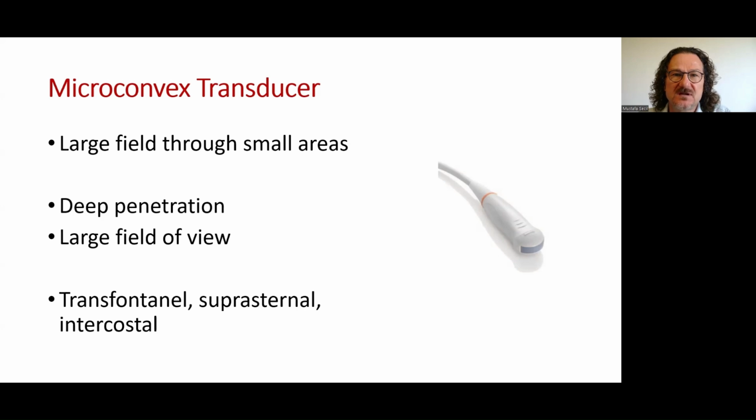Microconvex transducers have small footprints and provide a large field through small areas. They have deep penetration and large field of view. The common uses are transfontanal, suprasternal, or intercostal areas.